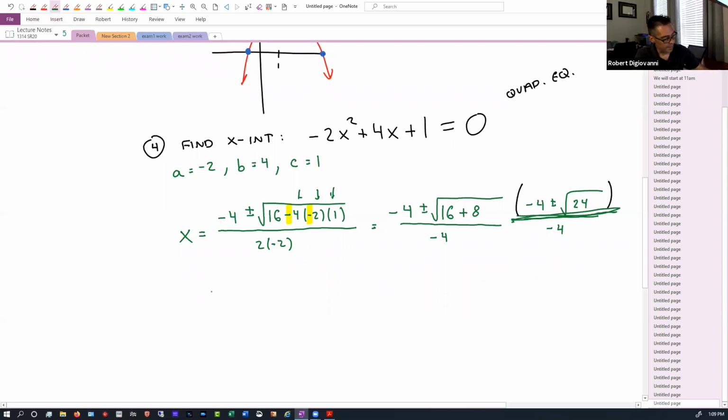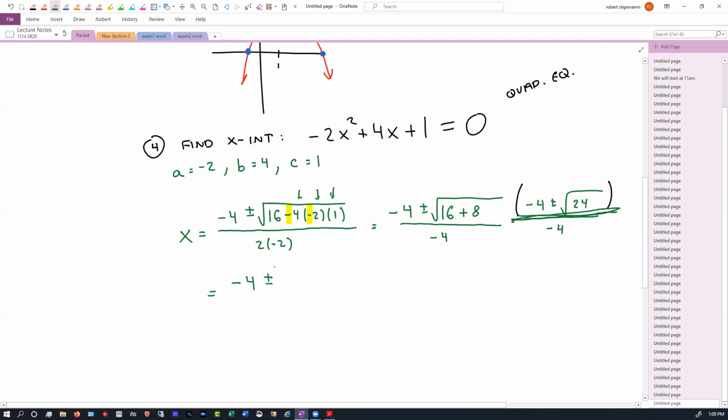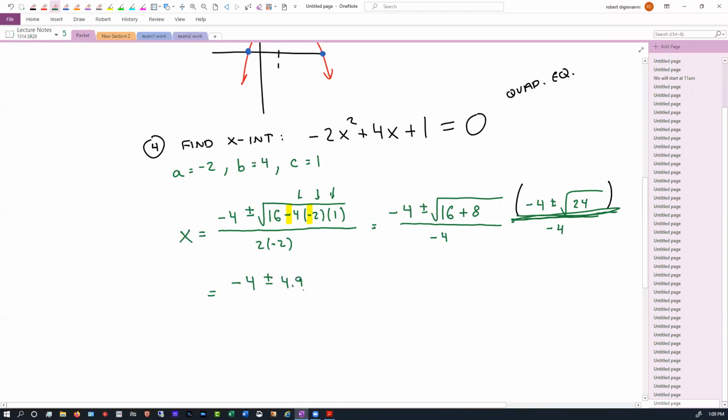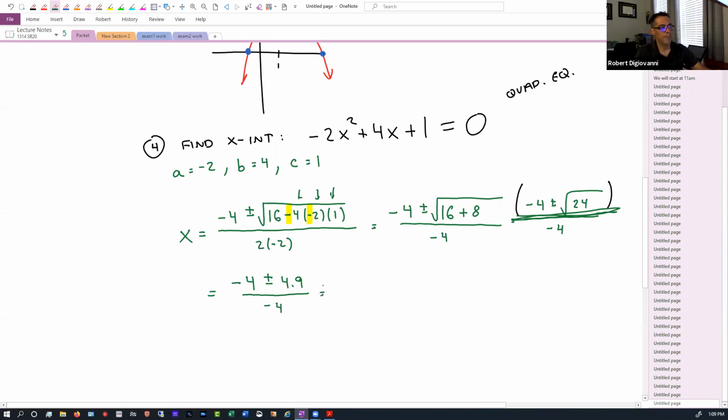Okay, continuing. I need to get my calculator out. I need to do square root 24. So I get, I don't know, I'm going to round that to 4.9. You're going to think that I'm making excuses every time. I know. They are. They really are.